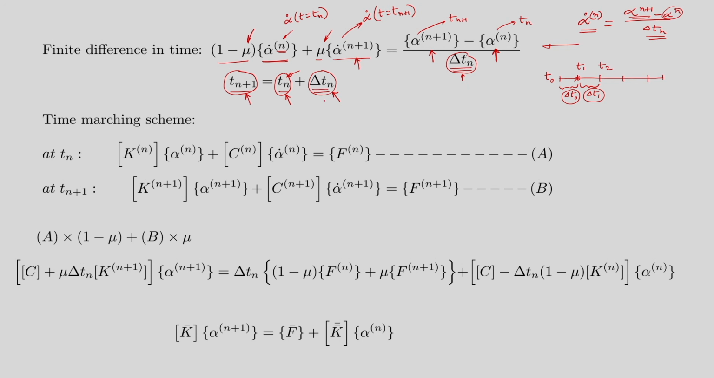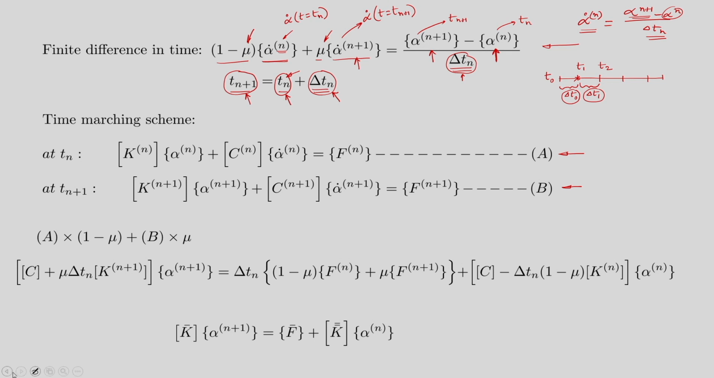Depending on the choice of mu, as I will be discussing later, we can have different schemes, and each of them has advantages and disadvantages. Then we will write the discrete equation that we got by discretizing in the spatial domain at two different time instances, t n and t n plus 1.